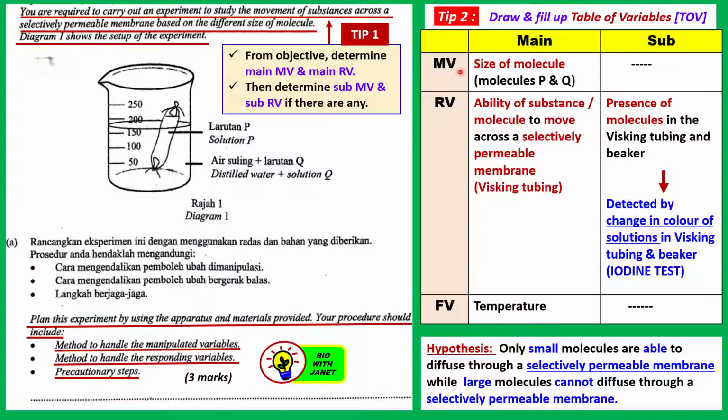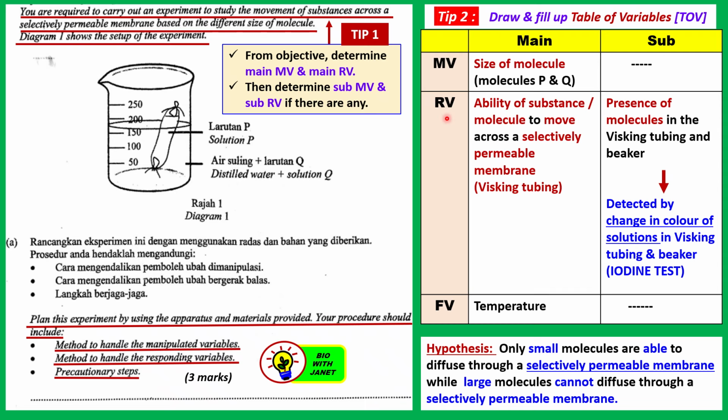Write down your main MV from the objective, which is the size of molecules, right? In this case, the molecules come from solution P and Q. So we call them molecule P and molecule Q. And then there is no sub-MV in this case because the main MV is the MV for the experiment too.